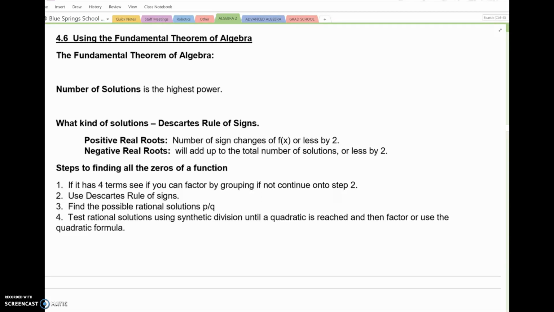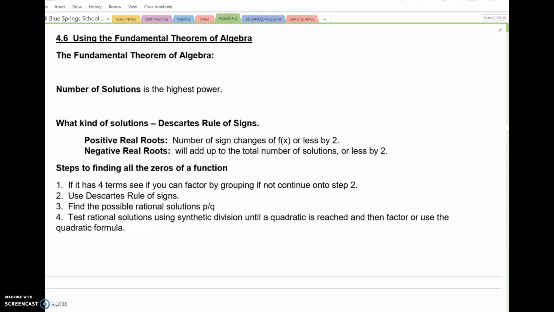Up until now, we have been using the fundamental theorem of algebra and Descartes' rule of signs, finding the zeros of the functions, and our solutions have always been real numbers. Today we're going to do the same thing. We're going to figure out how many solutions, look at the sign changes, and find the solutions, but some of them might not be real numbers.